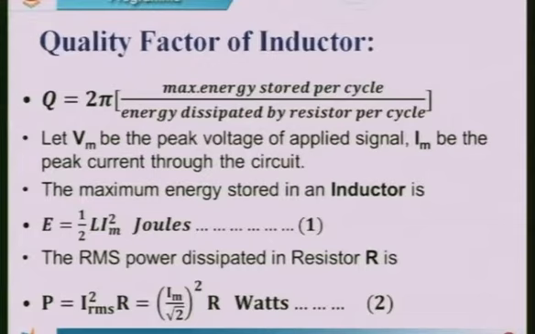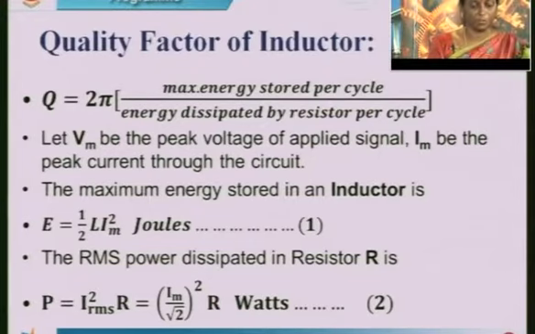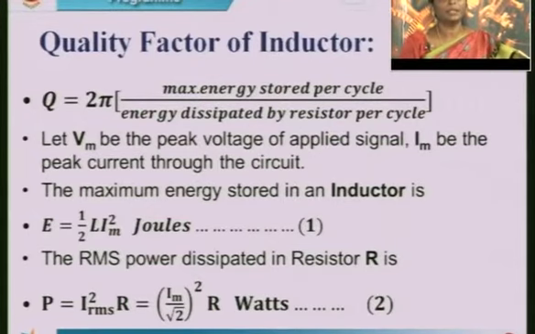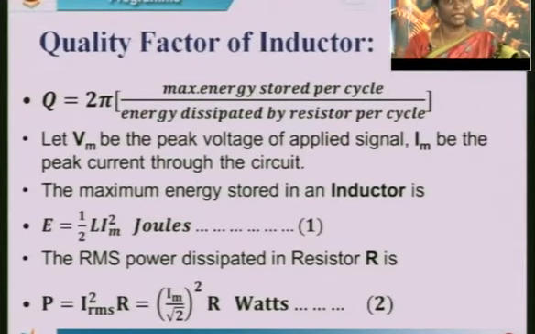Now come back to the equation, the quality factor of the inductor. We are going to check what is the Vm. Vm is nothing but the peak applied voltage. When we apply the peak voltage, the corresponding current is Im. So we are going to substitute the two conditions, maximum energy stored and energy dissipated per cycle. That ratio will give you the quality factor. We know the energy stored per cycle in an inductor. It is nothing but half into L into Im square joules, where Im is the maximum or peak current of the circuit.